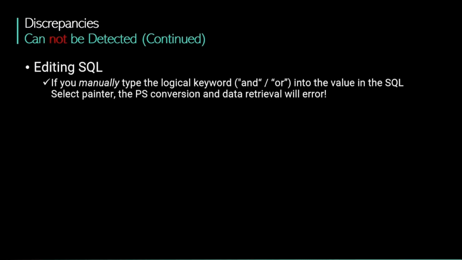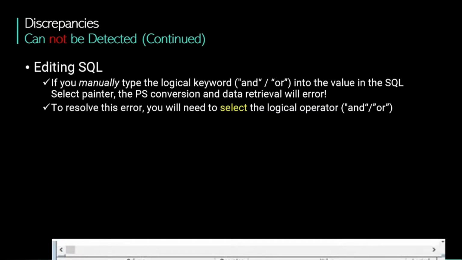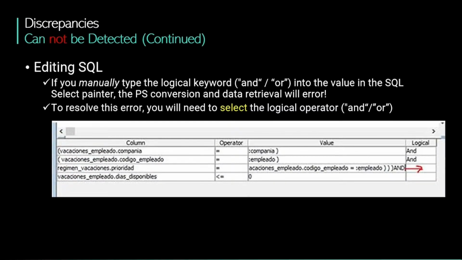Editing SQL. If you manually type a logical keyword, and or, into the SQL select painter, PowerServer conversion and data retrieval will error. So to resolve this, this is a workaround at this point until I fix this bug. Notice here is the SQL painter. You're used to actually typing in and or on the right-hand side. Don't do that. Otherwise, it's not going to generate SQL for PowerServer in the RESTful web service. Instead, when you click in the box under Logical, select the value and or from the dropdown.